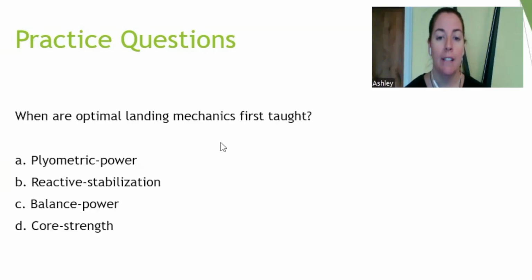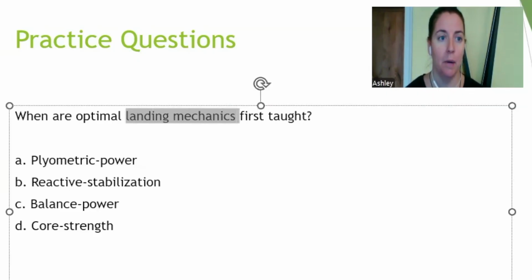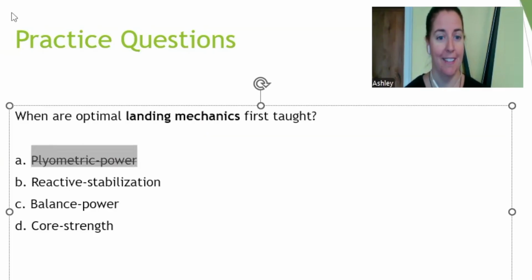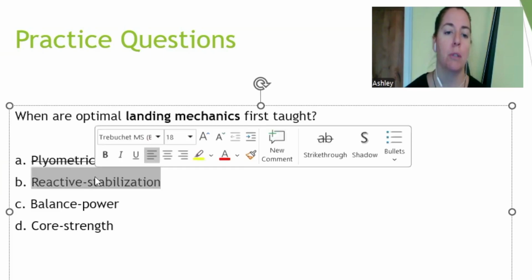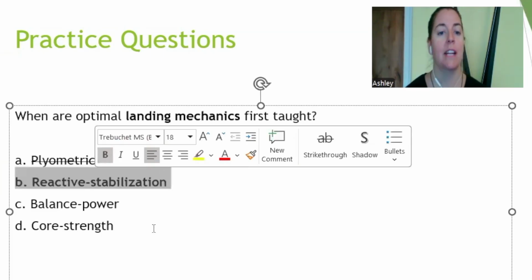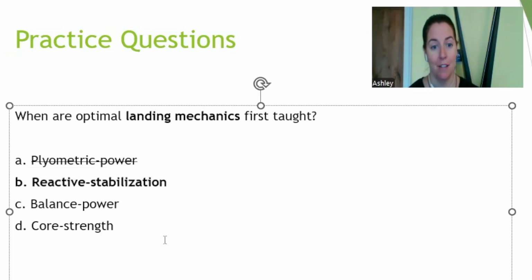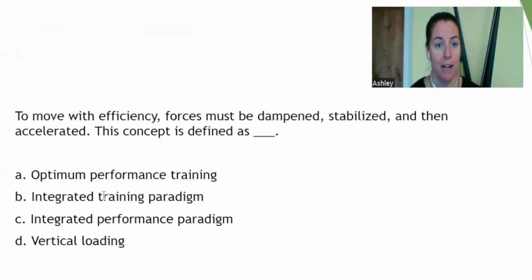When are optimal landing mechanics first taught? Think about this. We know the landing is going to be what happens in the stabilization level. So we see the board plyometric here, but this is out because it's plyometric power. We have to learn the landing when we learn how to jump, and that's in stabilization. I intentionally put this one in here so we could see that it is reactive stabilization. They could have called it plyometric stabilization and it would still be the right answer.